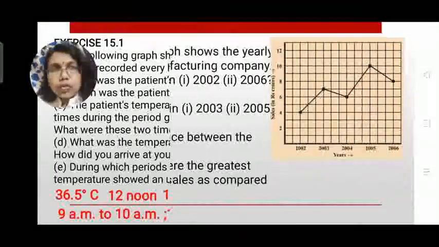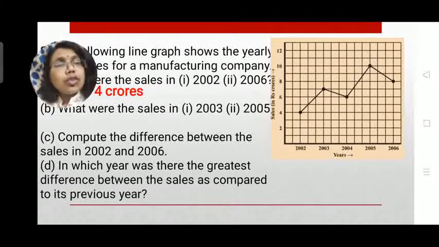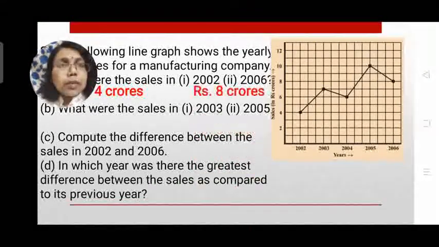Now, let's go for the second question. In the second question, we have the sales for a manufacturing company and the sales are represented in rupees crores. So, first, what were the sales in 2002 and 2006? In 2002, we could see the point at 4 on the y-axis. So that is 4. But then the sales are in crores. So we could say rupees 4 crores. And for 2006, we could see the point lying at 8 crores. So it is rupees 8 crores.